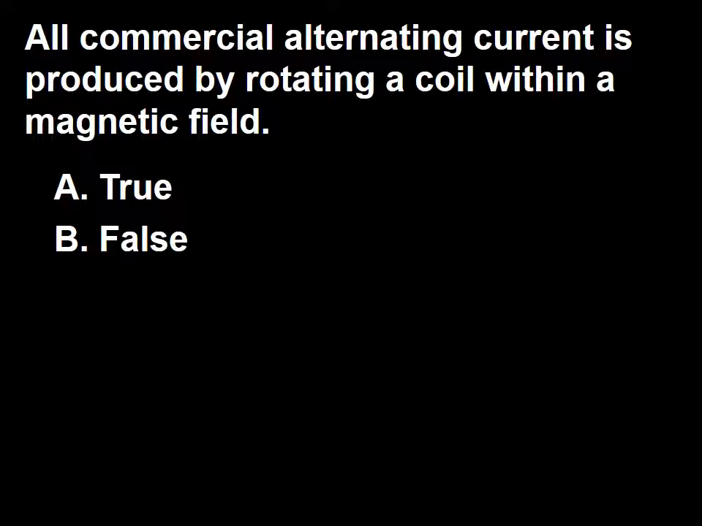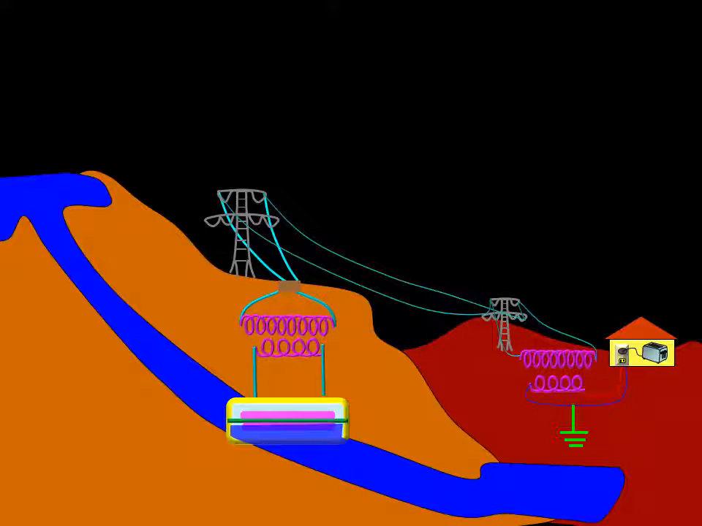The first question is: all commercial alternating current is produced by rotating a coil within a magnetic field. A, true; B, false. This is the same drawing I have so often used when talking about electrical safety and in the electricity 1 and 2 videos.